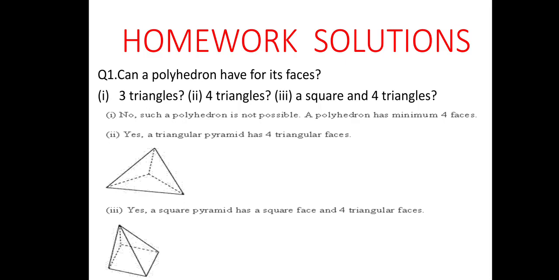So in the first part the answer is no. Why? Because a polyhedron has minimum 4 faces, so it can have minimum 4 triangles. So 3 triangles are not possible. 4 triangles, yes, a triangular pyramid is the example of having 4 triangular faces. Then a square and 4 triangles, yes, again this is possible because the base is a square and the lateral faces are triangular. So I hope all the 3 parts are clear to you.